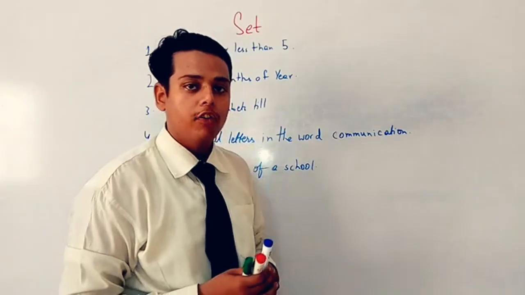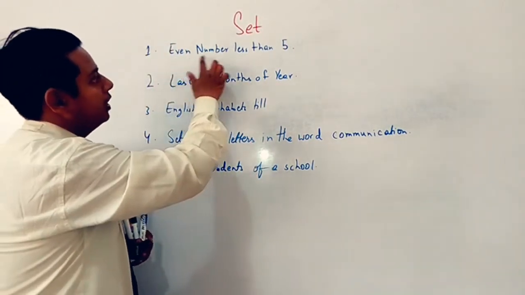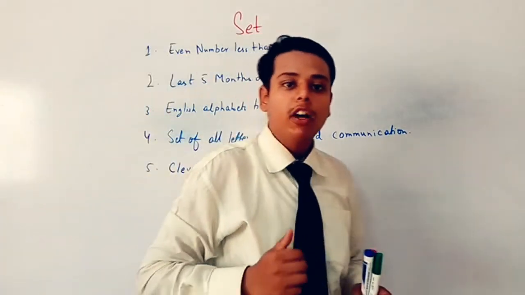Fine. And how can we make different kinds of sets? The first one is even numbers less than 5. What are the even numbers?